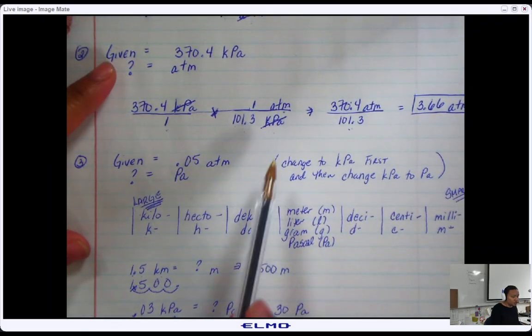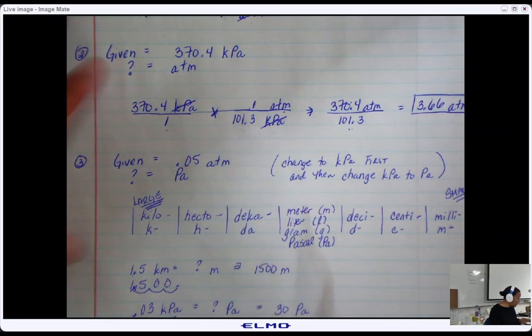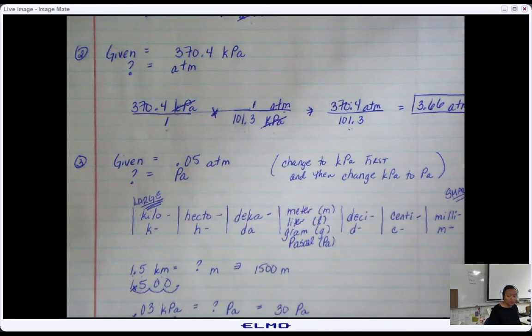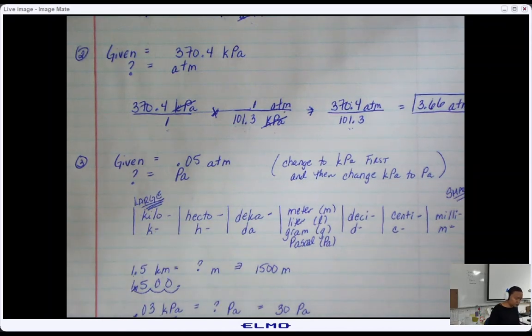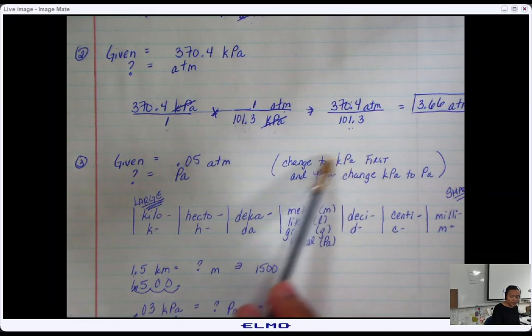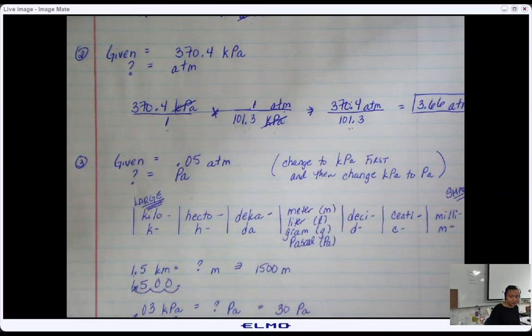Again, we're going to change atm to kPa first. And then once we have the kPa, we're going to change the kPa to Pa just by moving the decimal 3 spaces to the right. Does anyone need this? Write this down. Anyone need this before I move the page down? Go down a little bit. Does anyone still need this part? Me.